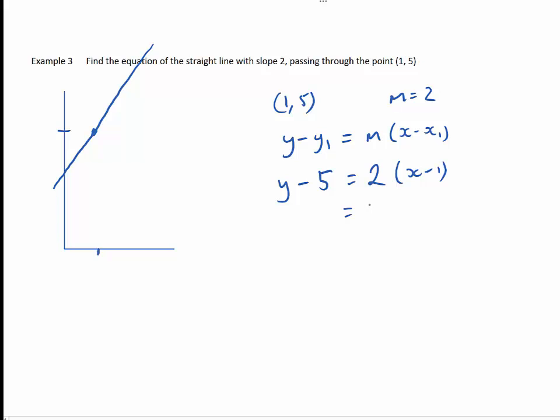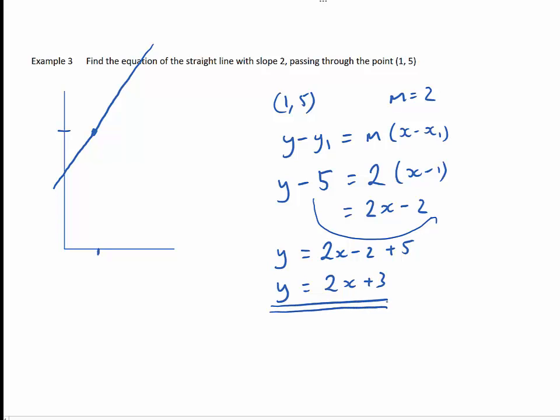We're just going to expand the right hand side. 2 times x minus 1 is 2x minus 2. And then I'd like to bring this minus 5 over, so y equals 2x minus 2 plus 5, or y equals 2x plus 3. And I can check it's correct because, as we know, when x equals 1, y should equal 5, and if x equals 1, y equals 2 times 1 plus 3, which is indeed 5.